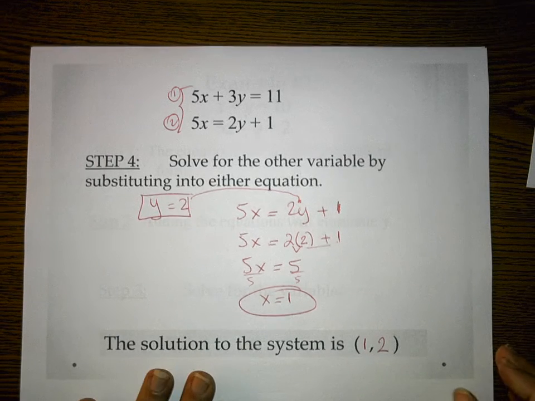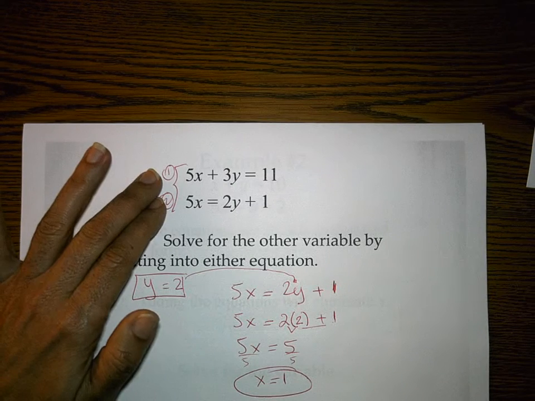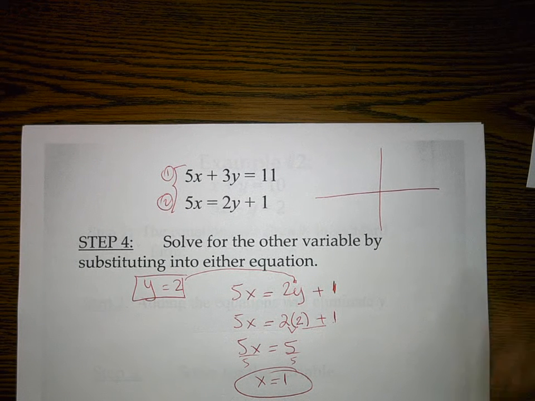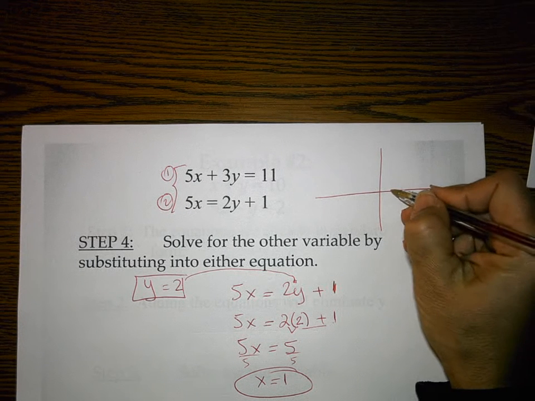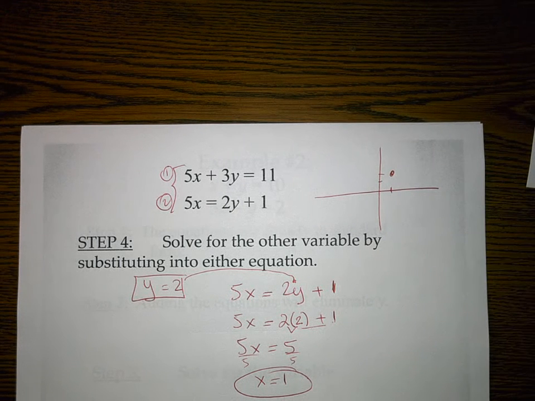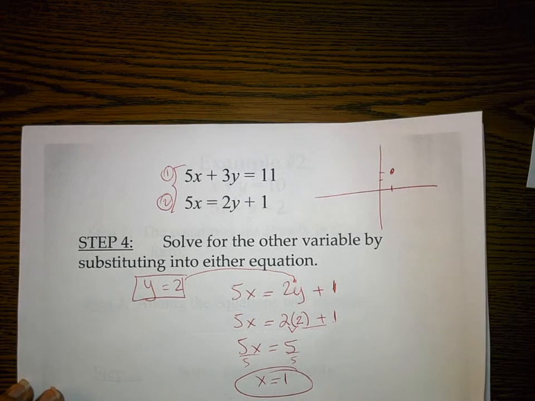And I guarantee you, if I graph these two equations on the Cartesian plane, they will meet at x equals 1 and y equals 2. They're going to meet at that point right there. Okay? So that is how you solve it by elimination.